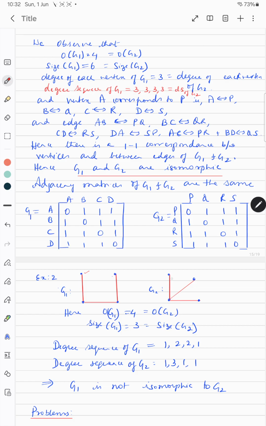Whereas in G2, how many edges are incident to this vertex? With this vertex, 3, so the degree of this vertex is 3. The degree of this vertex is 1, and here it is 1. So the degree sequence is 1, 3, 1, 1. So it's clear that the degree sequences of G1 and G2 are different, and hence G1 is not isomorphic to G2. We shall see the problems in the next video. Thank you.